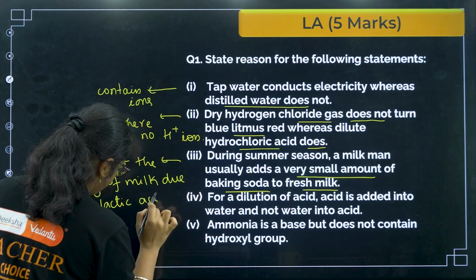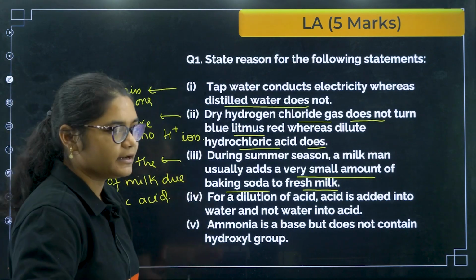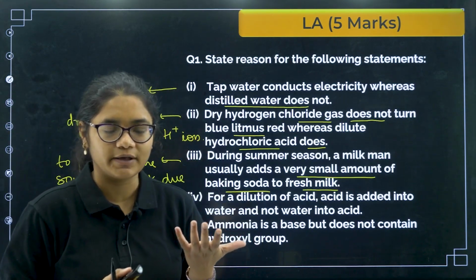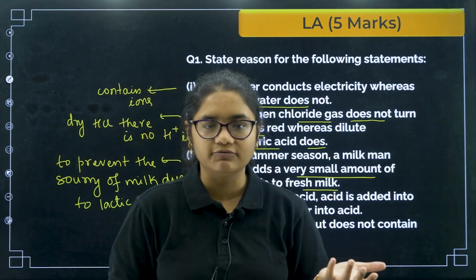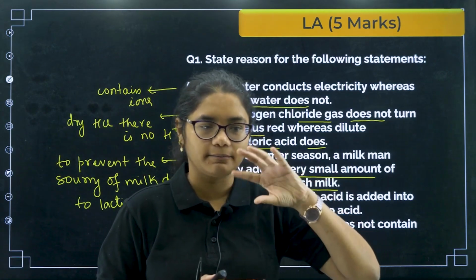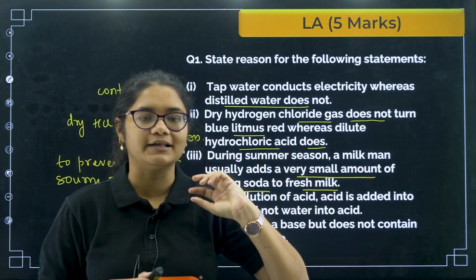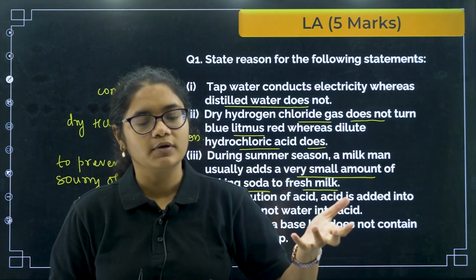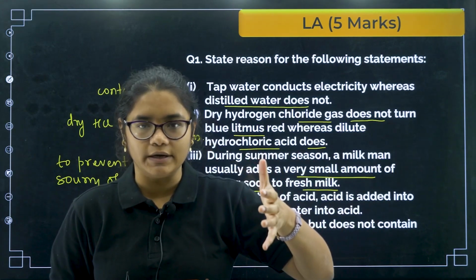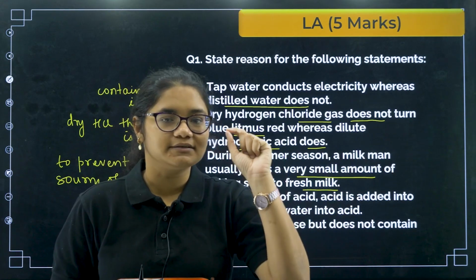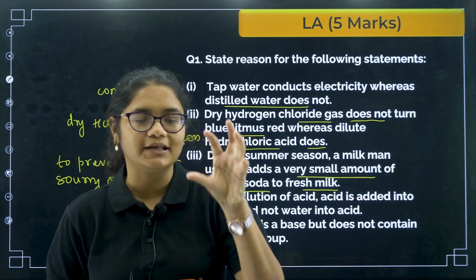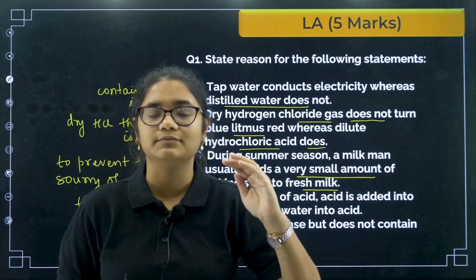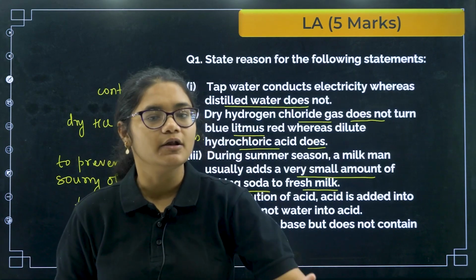Generally, milk has an acid called lactic acid. If you leave the milk for a certain period of time, bacteria act on it and the concentration of lactic acid increases, and the milk becomes sour. Now if you add some baking soda to it, the baking soda neutralizes the lactic acid present in the milk, and that is why the milk can remain fresh for a longer period of time.